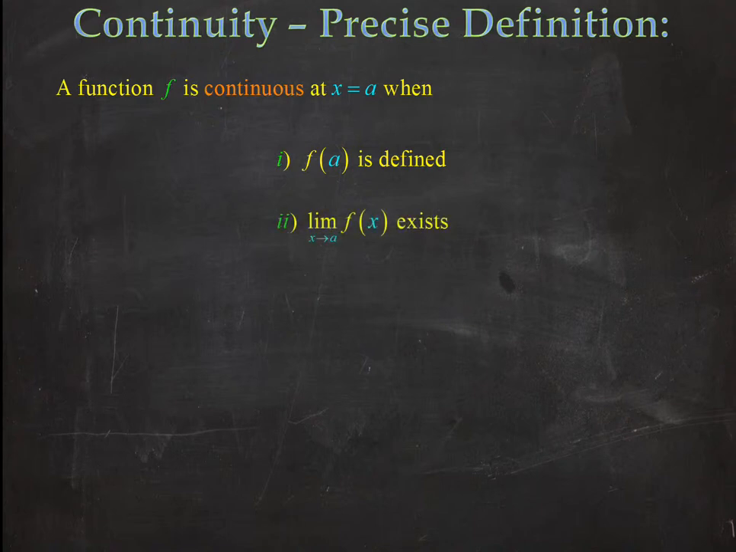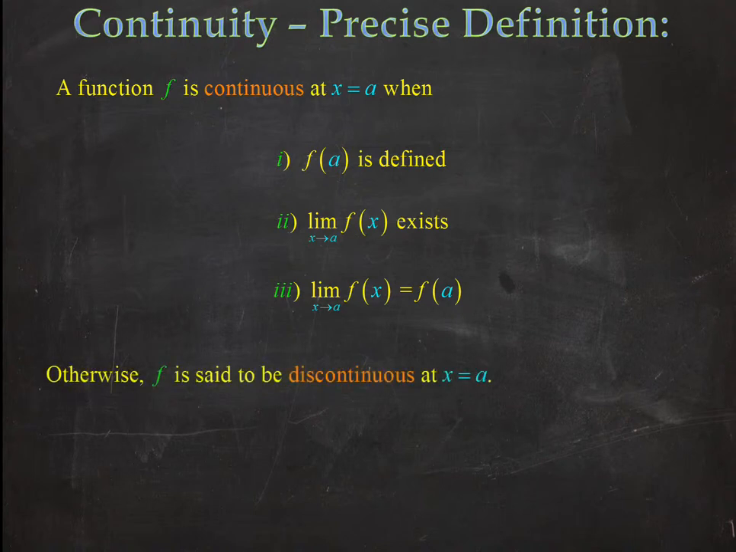Also, the limit as x goes to a of my function f of x exists. Therefore, as x goes to a, my graph goes to a, and where the graph goes to, it goes to the same value. And thirdly, that value that the limit goes to is in fact the same value f of a. So if all three of these conditions are met, then we know that our function is said to be continuous. If any one of those fails, then it is discontinuous at the point where it fails.